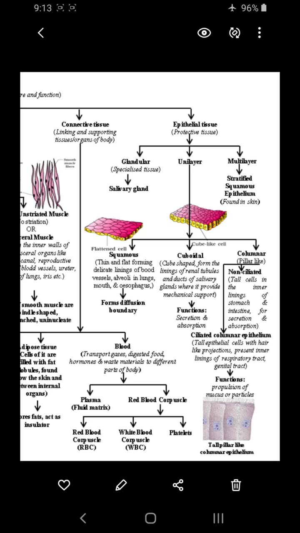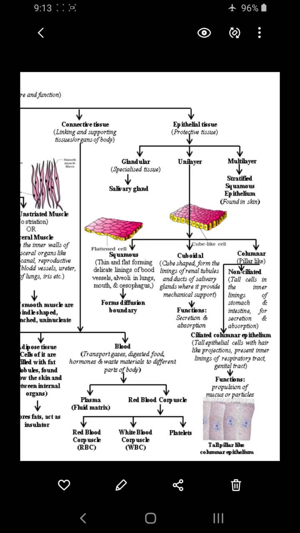Next is the cuboidal. Cuboidal means, from the name we can come to know, the cells which have cube shape and which form the lining of renal tubules, ducts of salivary glands, where it provides mechanical support and helps in the secretion and absorption.